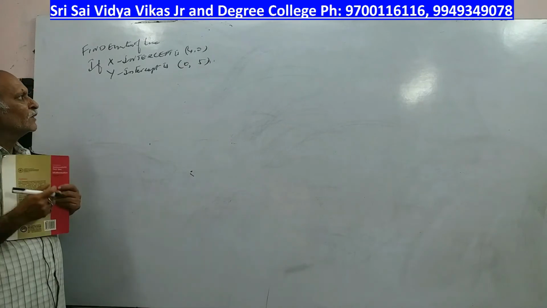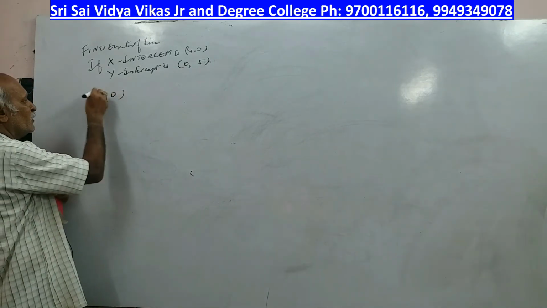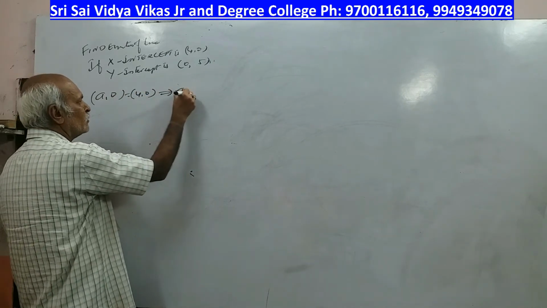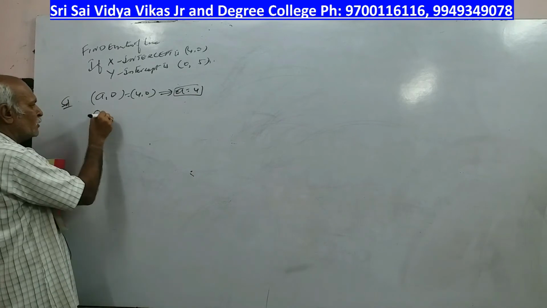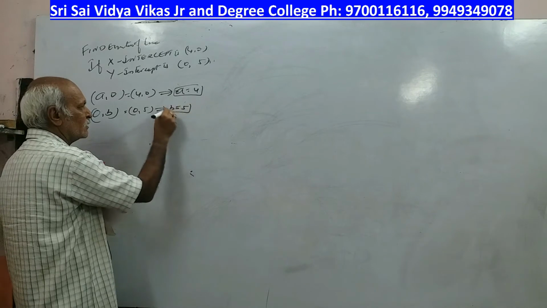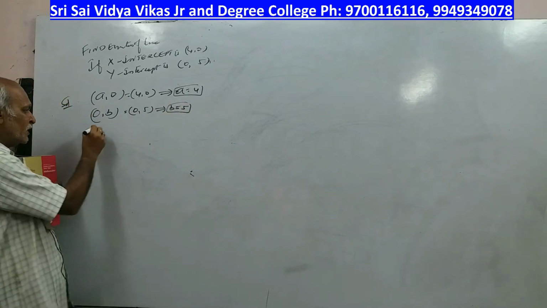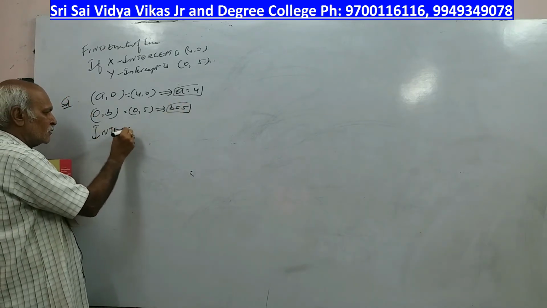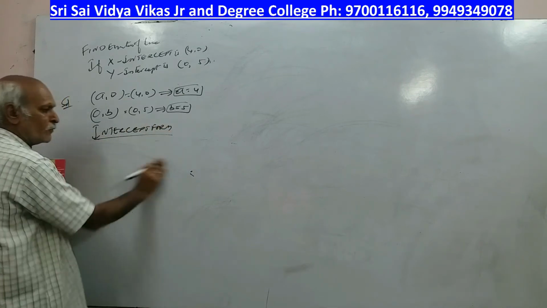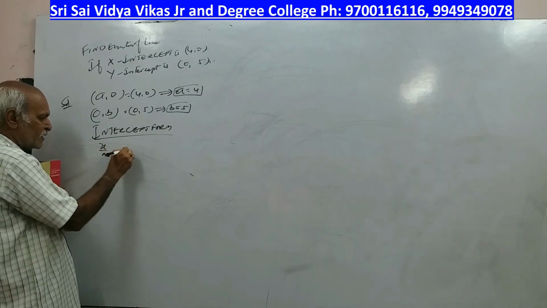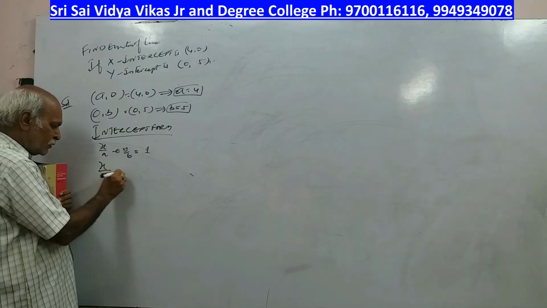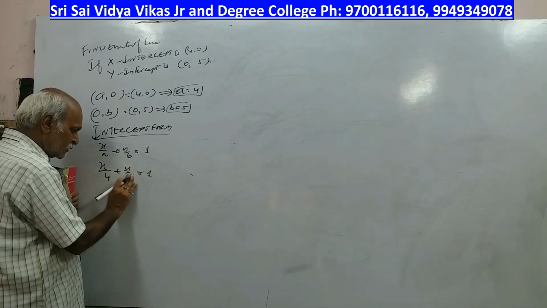Okay, 0 comma 5. Then what are the given? A comma 0 is equal to 4 comma 0, means A is equal to 4. Next one, 0 comma B is equal to 0 comma 5, which will give you B is equal to 5. You got A value, B value. What is the intercept formula? Intercept form: x by A plus y by B is equal to 1. So x by 4 plus y by 5 is equal to 1.